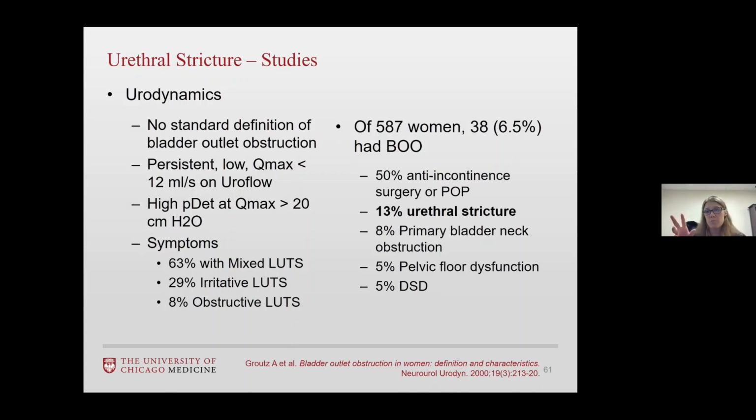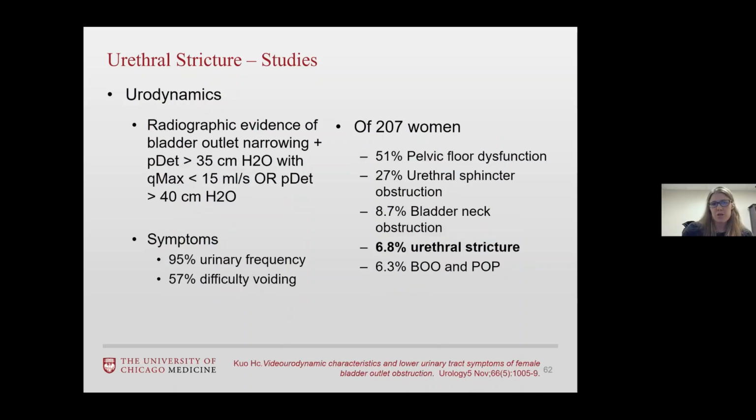In this group, and this is kind of interesting, you'll see in the next study, 50% had had an anti-incontinence surgery or pelvic organ prolapse surgery. About 13% had urethral stricture, 8% primary bladder neck obstruction, 5% pelvic floor dysfunction, and 5% detrusor sphincter dyssynergia.